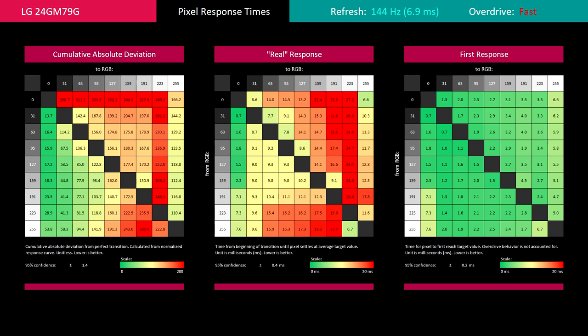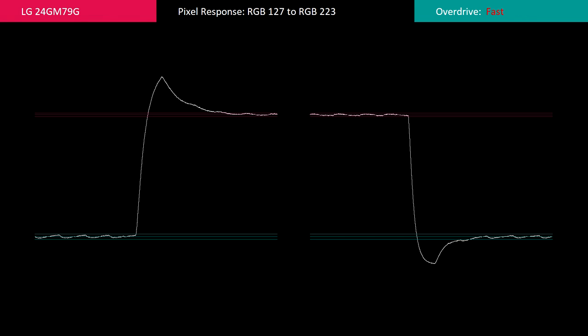and what they mean. In reverse order from right to left, I have first response, real response, and then something I'm calling cumulative absolute deviation. To show how these numbers are derived, let's take a look at the actual measured response times of the LG 24GM79G rising from a mid-gray to a light gray, and then falling back with the high overdrive setting.